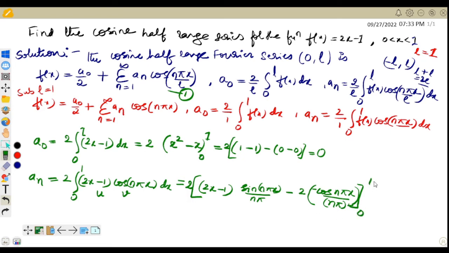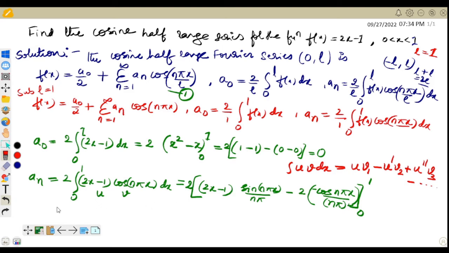If you don't know Bernoulli's rule, we'll recap once again. It's a very simple one. For the integration of a product of two functions: first function u times v1, the integration of the second function, minus u dash, the differentiation of the first function, times v2, the double integration of the second function, plus the double differentiation of the first function times the triple integration of the second function, and so on. This is Bernoulli's rule, the generalized formula for integration by parts.